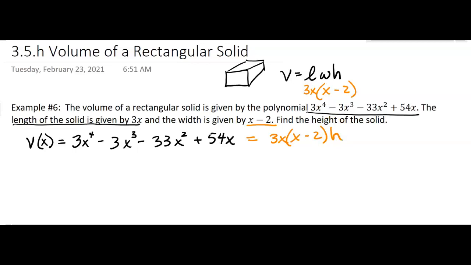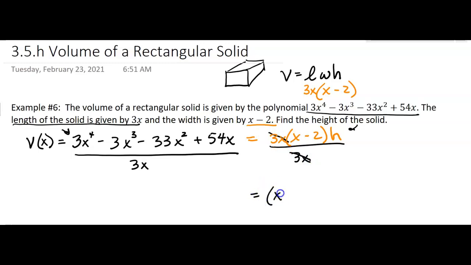Okay, this gives us an equation then. It says I've got all of this polynomial here equaling the length times the width times the height. Well, we're trying to solve for the height, so we can divide both sides by 3x. I'm going to do that first. It'll be easier if I get that monomial out of the way. So the 3x's cancel on the left, and I'm going to have x minus 2 times h.